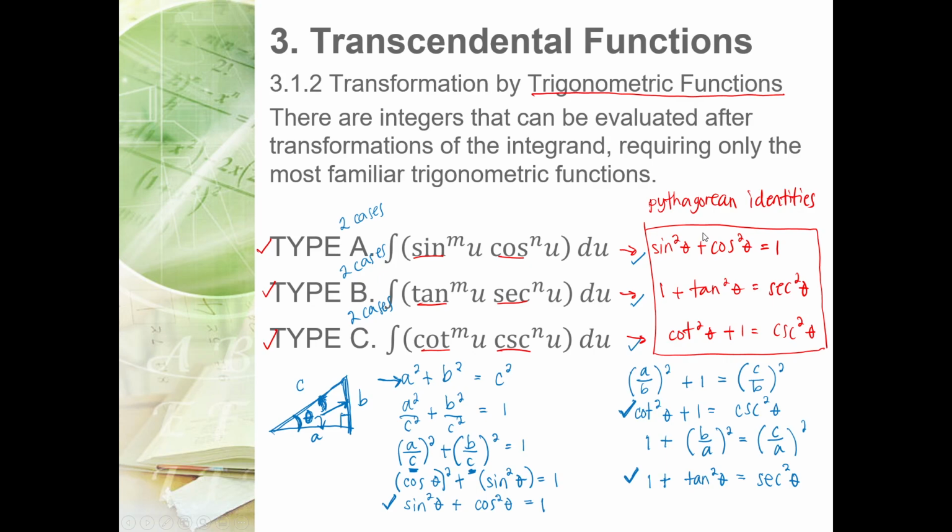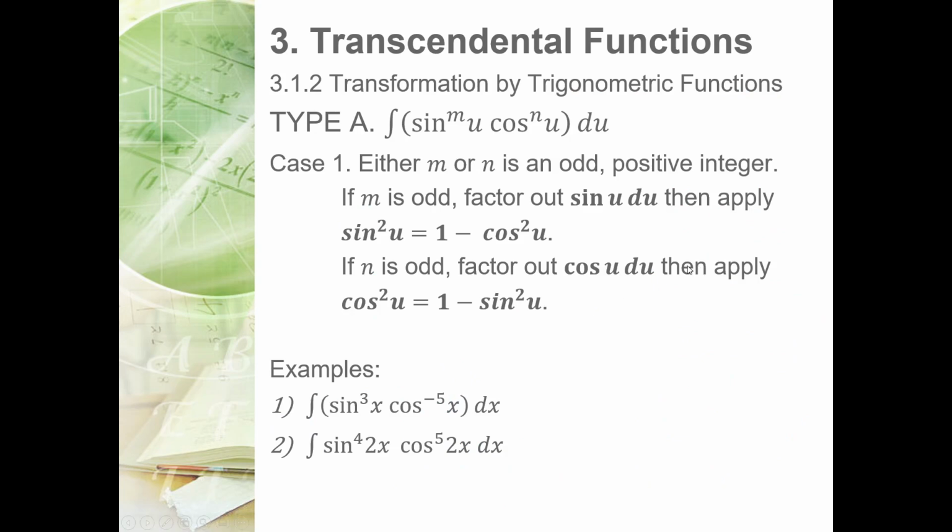So we go first to type A, case number 1. So again, for type A, we have the integral of sine u to the power of m cosine u to the power of n with respect to u. Case number 1 states that either m or n is an odd and positive integer.